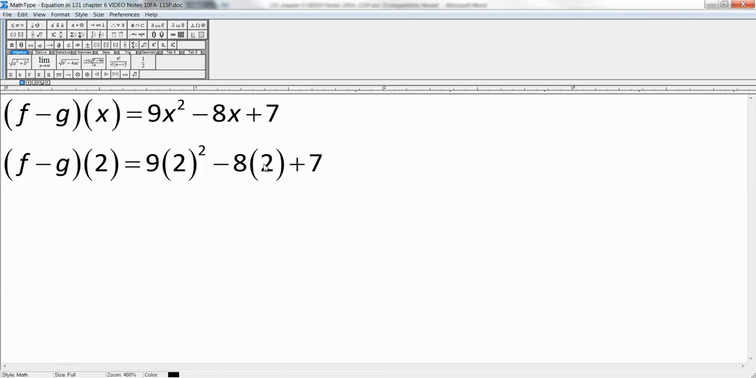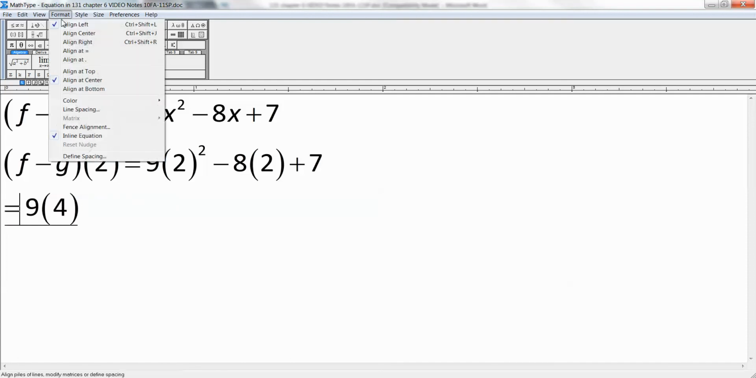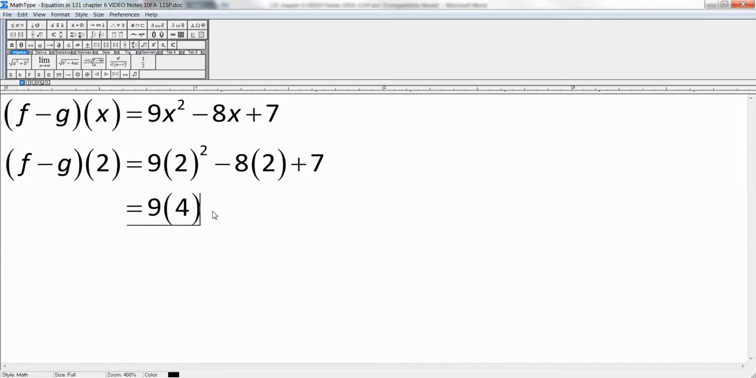Like that. Okay. All right, so that makes it equal to 9 times 4, because 2 squared is 4, minus 16, because 8 times 2 is 16, plus 7. So this is 36 minus 16 plus 7, and that's 27. And I'm doing that in my head, but of course you can use your calculator to help you.